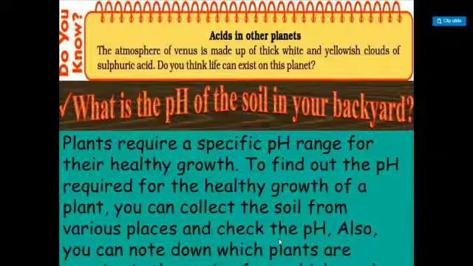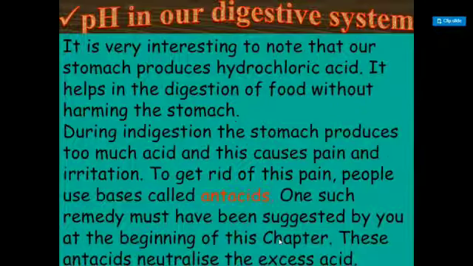Think about it. What is the pH of the soil in your backyard? Plants require a specific pH range for their healthy growth. To find out the pH required for the healthy growth of a plant, you can collect soil from various places and check the pH. Also, you can note down which plants are acidic or basic.